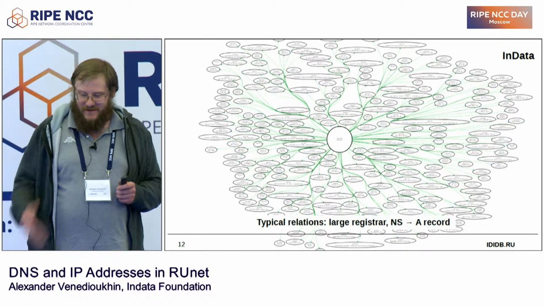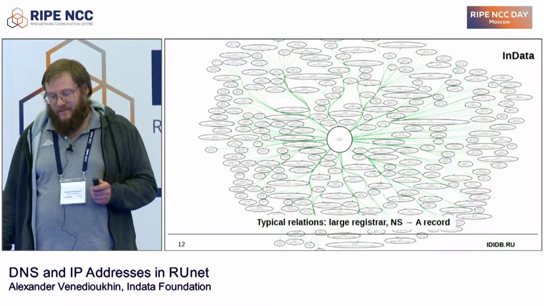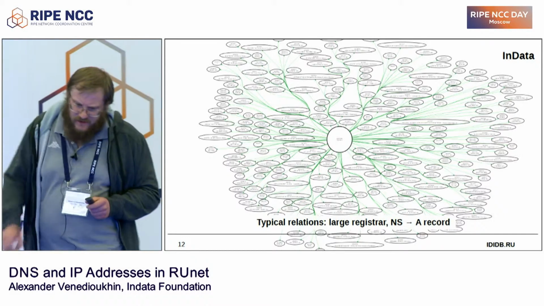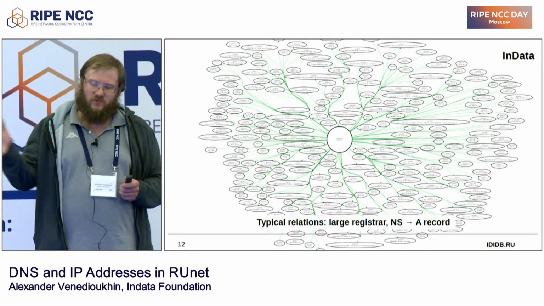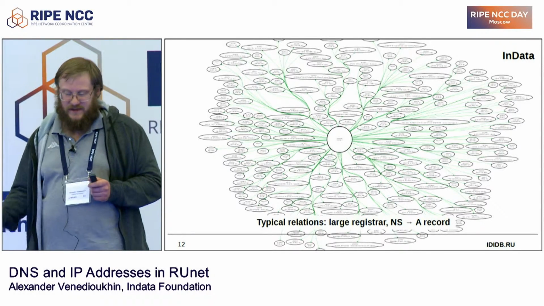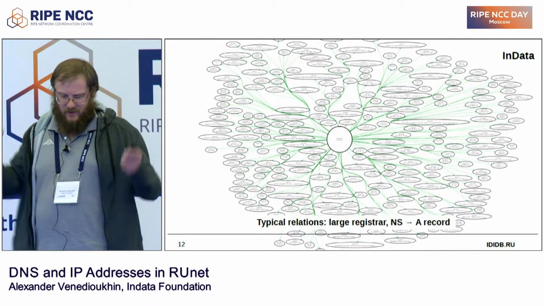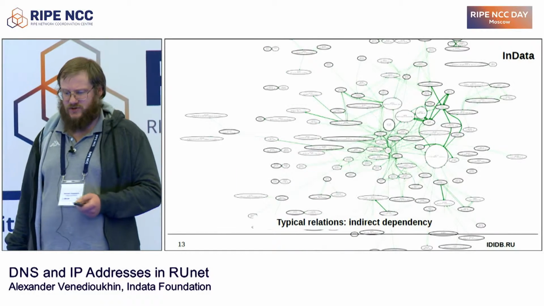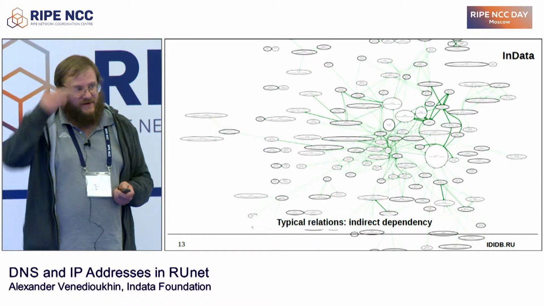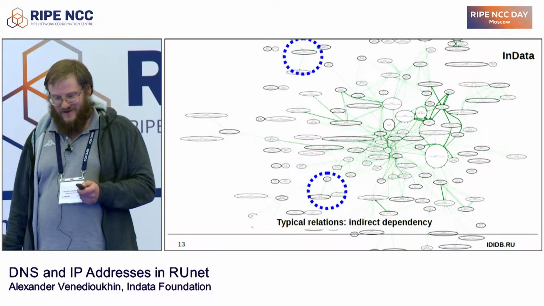So what else can we do with this data? This is a rather typical picture. This is a big registrar. I think it's VGRU. I can't tell. I don't see what's written in the middle. But there are A records pointing to this registrar. A records in the autonomous systems of this registrar. It's a tree. A registrar points to some autonomous systems with hosting. This is indirect dependencies. And it is indirect, you can tell.